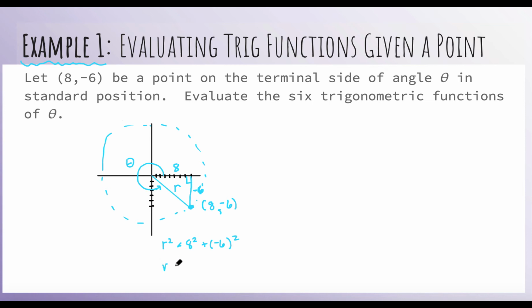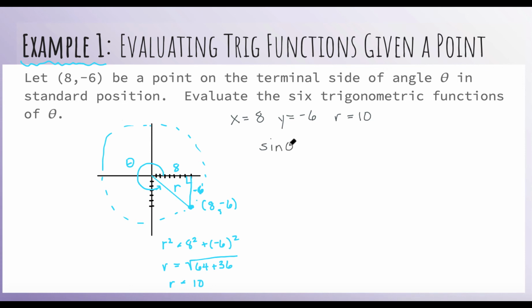So we end up with r equal to the square root of 64 plus 36. It works out real nicely for us. r is equal to the square root of 100, so r is equal to 10. So the radius is just going to be 10 here. We're going to evaluate our 6 trig functions for theta next, but before we do that, I want to label what I know. We know that x is equal to 8, y is equal to -6, and r is equal to 10. Now I'm ready to find all 6 of my trig functions.